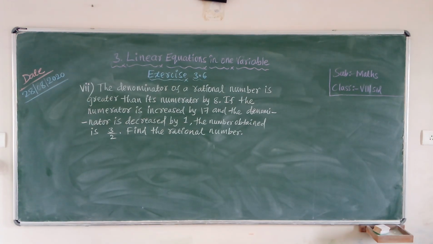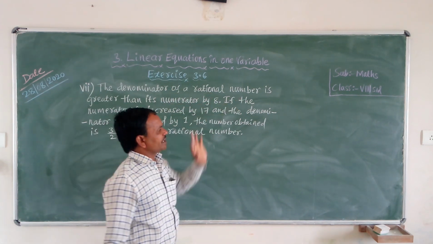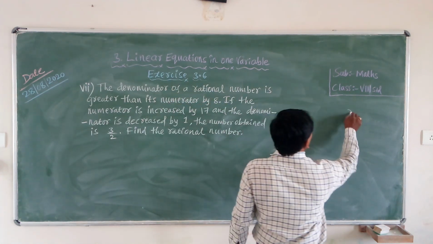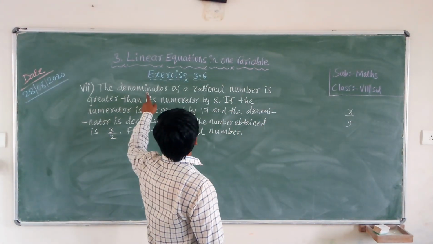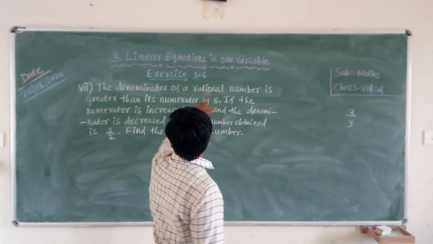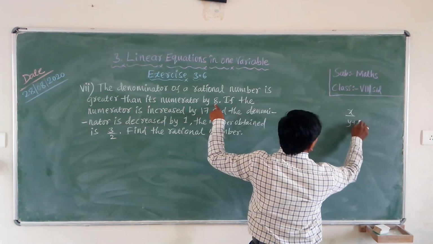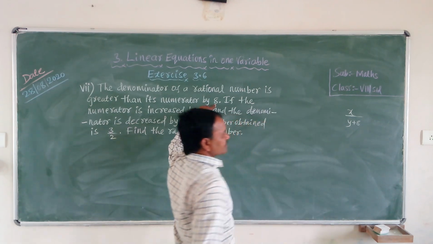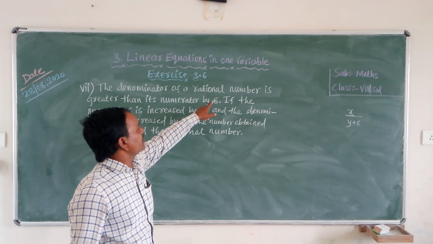Hello my dear students, this is the last question in exercise 3.6. The denominator of a rational number, for example, this is x and this is y. Let's say the denominator of a rational number is greater than its numerator by 8, so this is plus 8. So the numerator is x, and the denominator is greater than the numerator by 8.